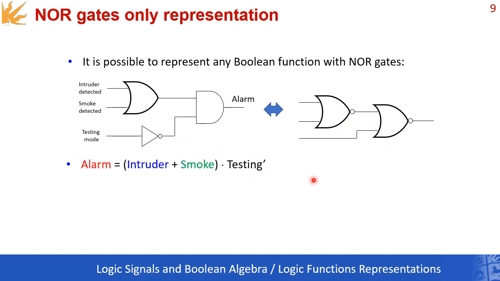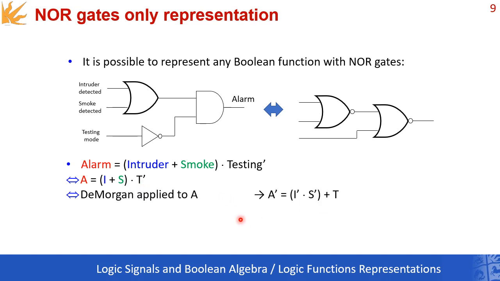Let's interpret that. So the alarm equals an intruder or smoke detection times testing, negated, of course. Let's rewrite that to make it look simpler. A equals I plus S in a parenthesis times the inverted testing mode. By applying De Morgan, you can rewrite it like that.